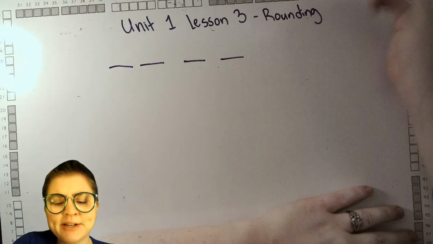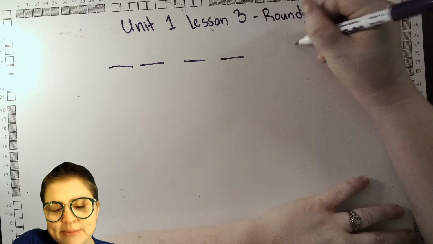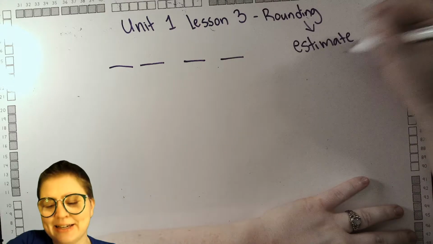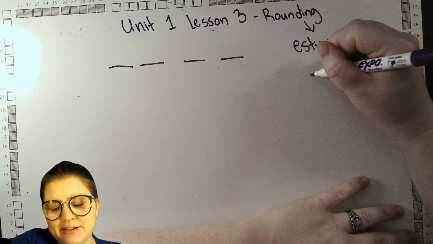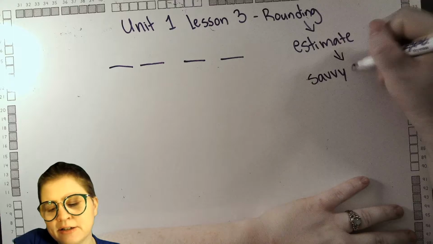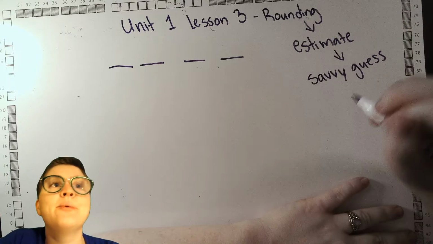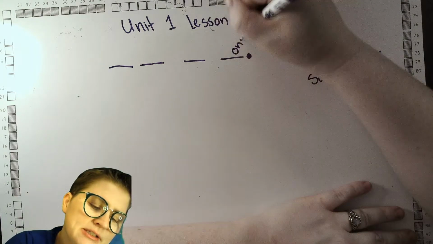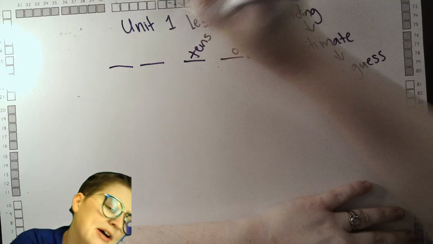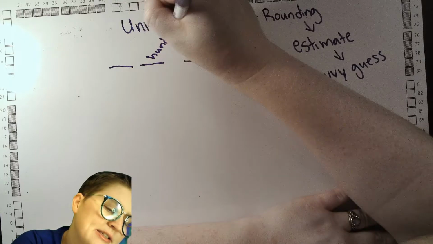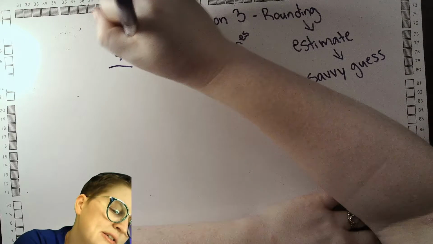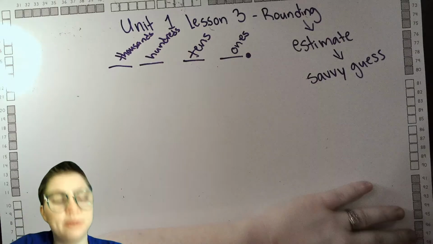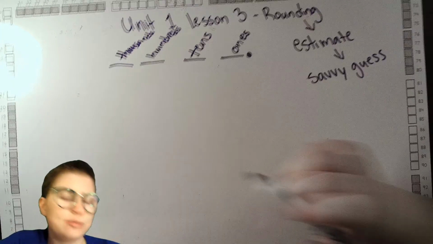So rounding is another way to estimate, which is another way to say a savvy guess. So we've been talking about place value, and just to review some of our place values, if you have your decimal right here, this is our ones, our tens, our hundreds, our thousands, and that can go, there's way more over on that side, but we're focusing on these ones right now.